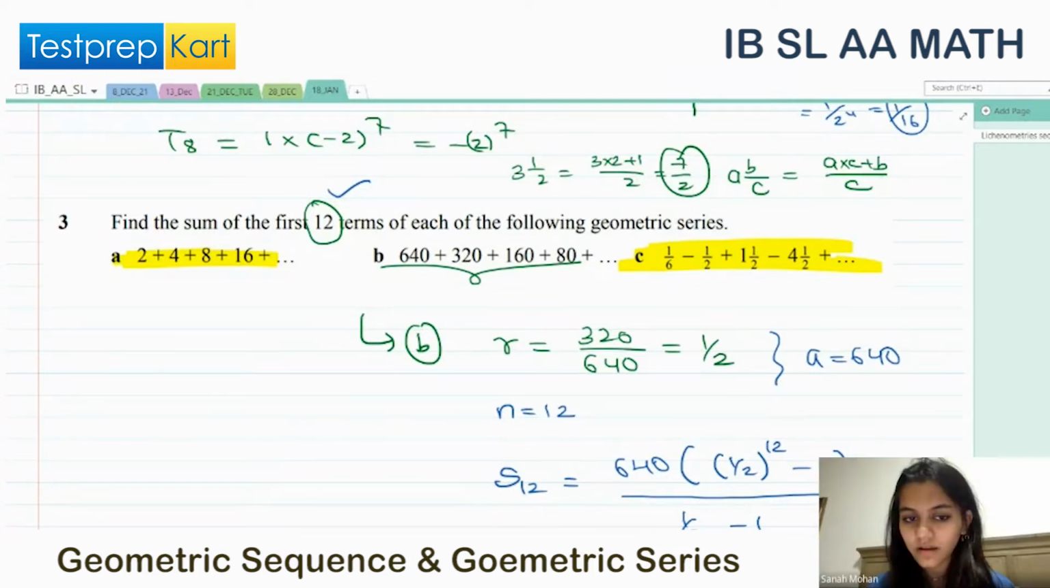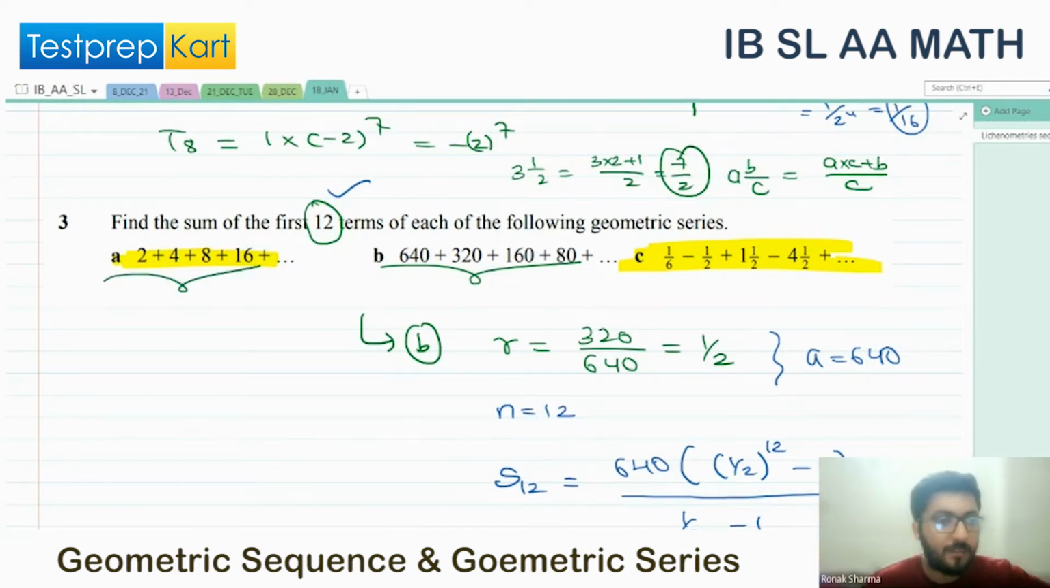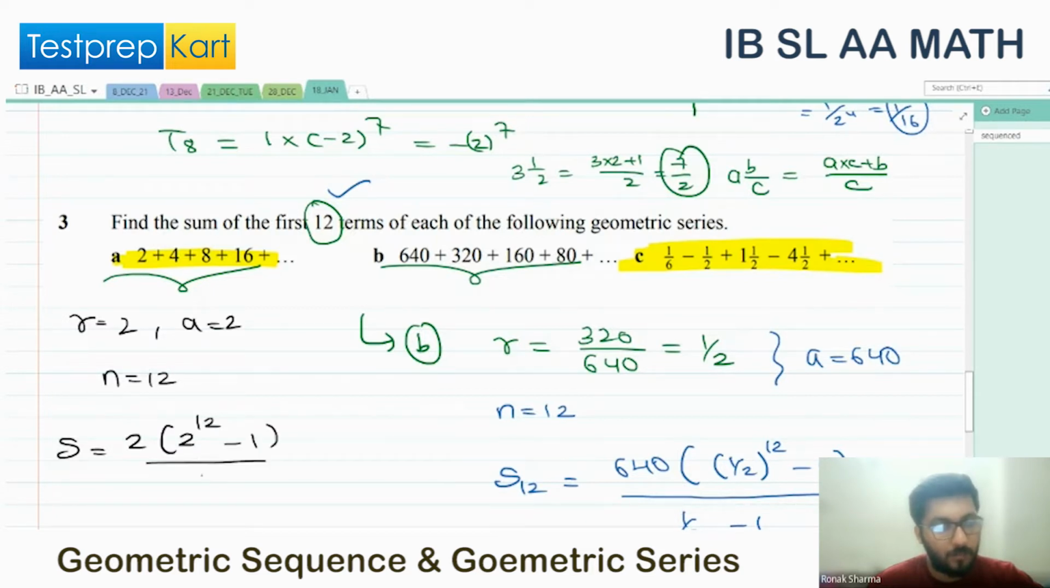Done? I'm still doing C. Okay, you done with A? So basically here R is, I guess, 1 by 2, or 2? Oh, two. So A is 2 and N is 12, right? Basically the sum will be 2 times 2 power 12 minus 1 by 2 minus 1. I guess this is simple, only 2 times 2 power 12 minus 1. 2 power 12 is 4096, minus 1, that is 4095.